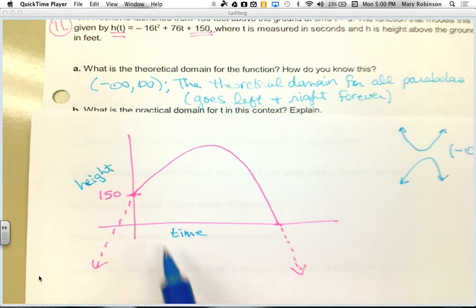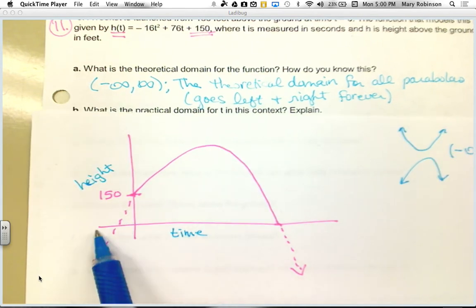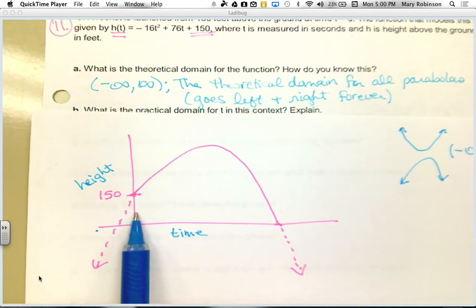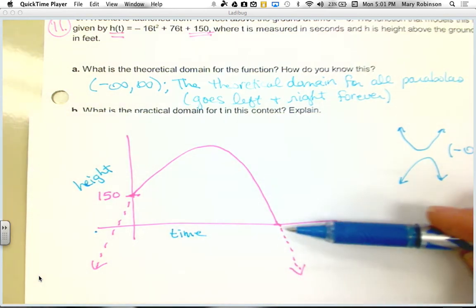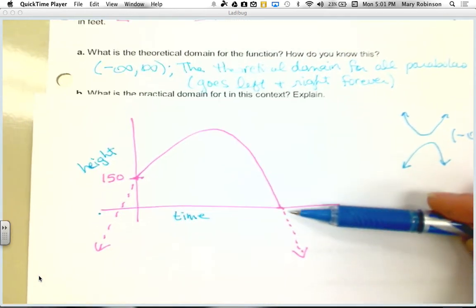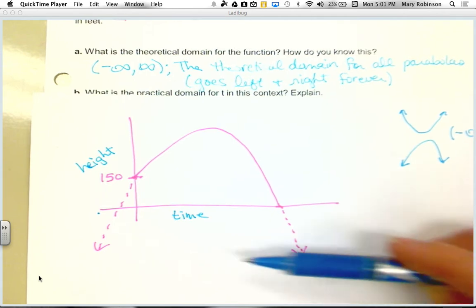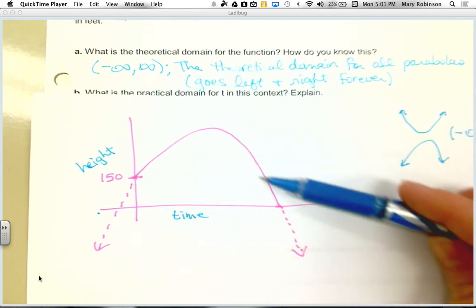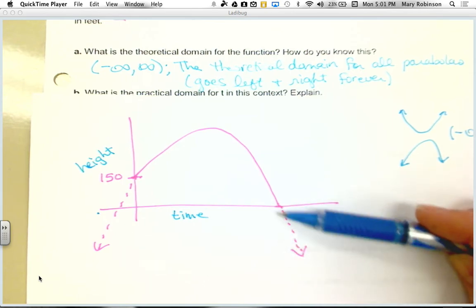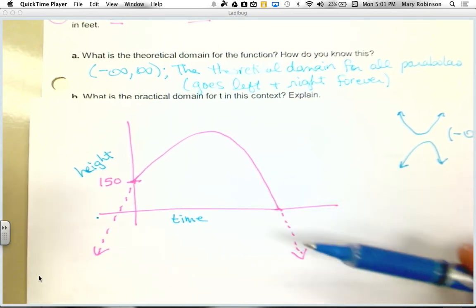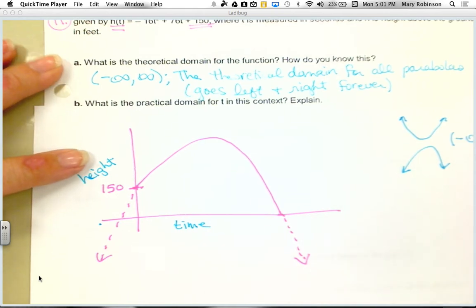So time, we can't have negative time, so it doesn't even make sense to have points on the graph to the left of the origin here. It also doesn't make sense to have points to the right of when it hits the ground, because that would indicate that the height is negative. And we know that the rocket is going to go up and then hit the ground and stop. So this isn't even relevant. It's not practical. And that's why we use that term practical for practical domain.